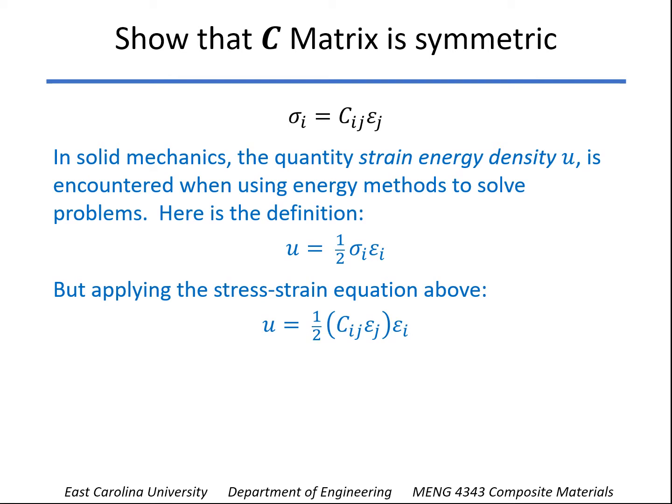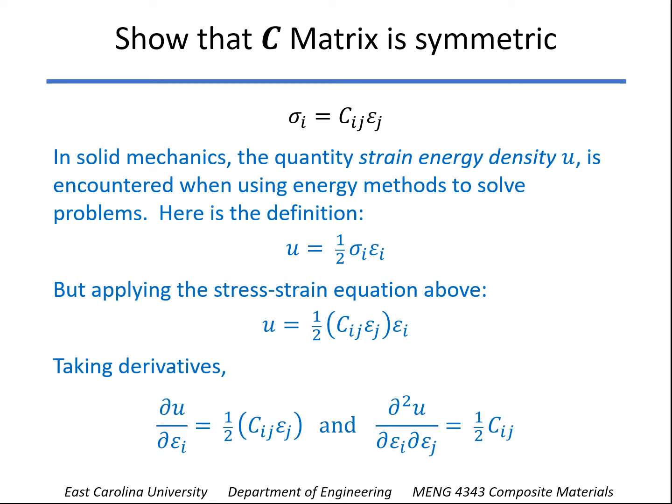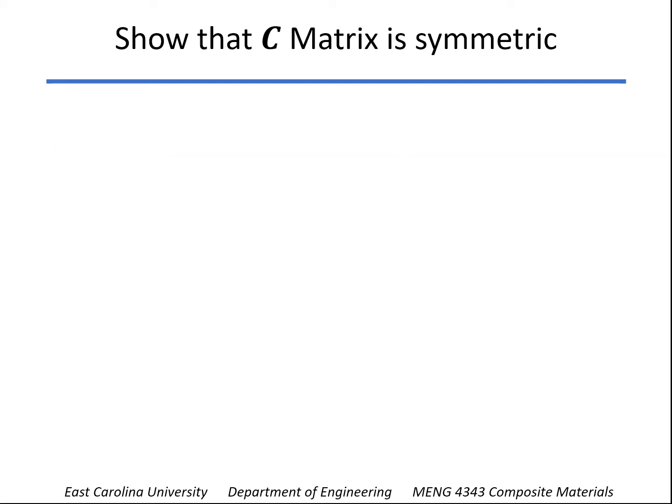And now we can take derivatives of that. We can take a partial derivative with respect to epsilon I, and then taking the second derivative this time with respect to epsilon j, and we find that's equal to 1/2 times Cij. So that's one way you can define those C values, those stiffness values as we'll call them, is that they're related to the derivatives of the strain energy.